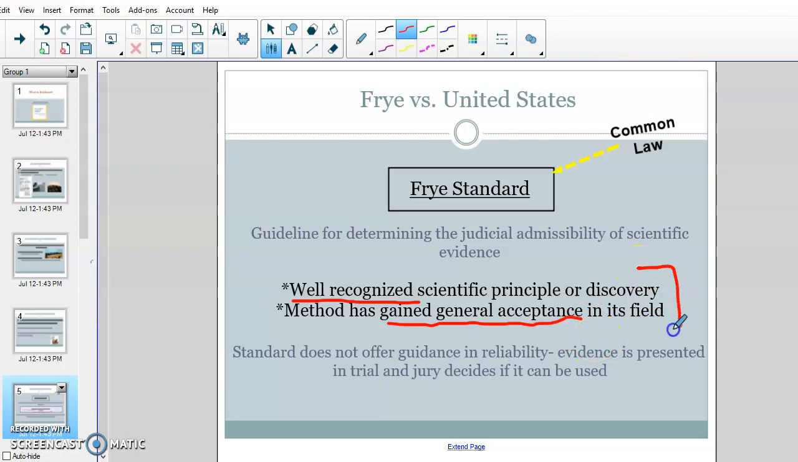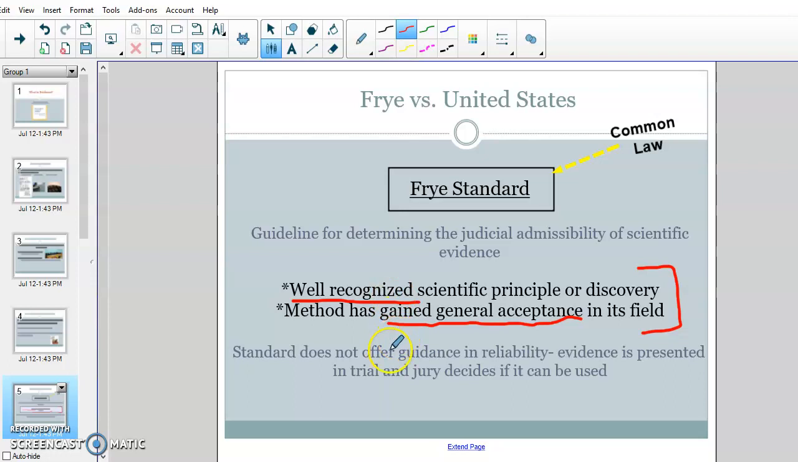And this went all the way up to the Supreme Court, and they ruled that in order for evidence to be allowed in court, it had to be a well-recognized scientific principle, which means the majority of the people in the field had heard about it, and it was considered common practice, and it had gained general acceptance. It was being used regularly in the field that it was in.